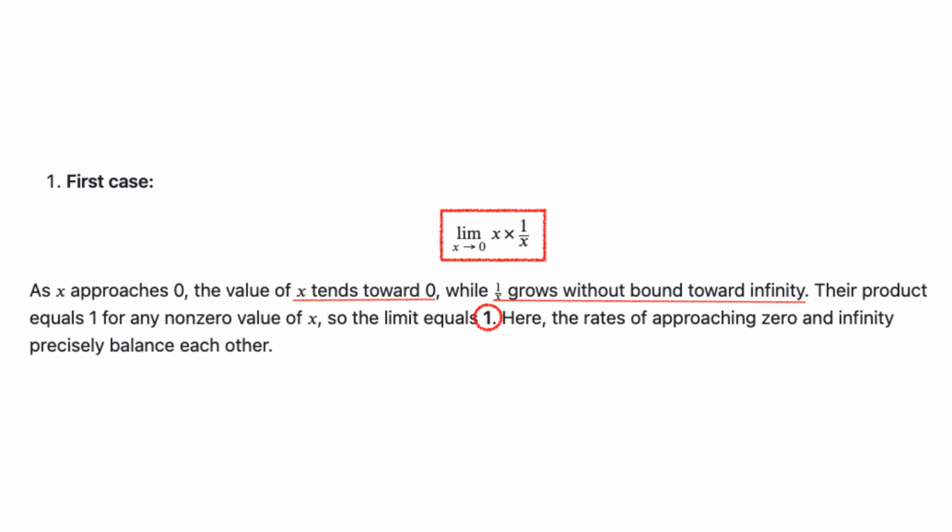First case, as x approaches 0, the value of x tends towards 0 while 1 over x grows without bound toward infinity. Their product equals 1 for any non-zero value of x, so the limit equals 1. Here, the rates of approaching 0 and infinity precisely balance each other.